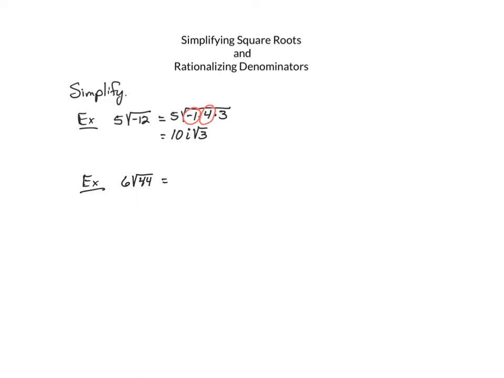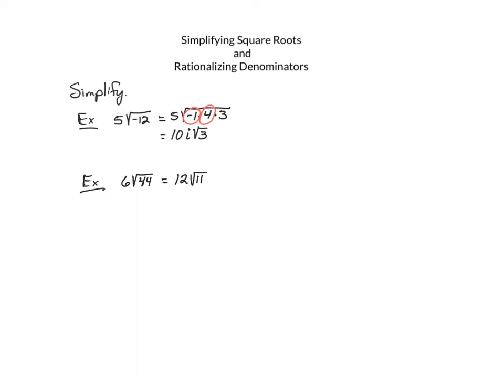Let's try it. I'm looking at the square root of 44. I'm thinking about my perfect squares, so I know 44 is 4 times 11. So when we take the square root of 4, out comes a 2. It gets multiplied by the 6, and we have 12, and the 11 stays underneath.